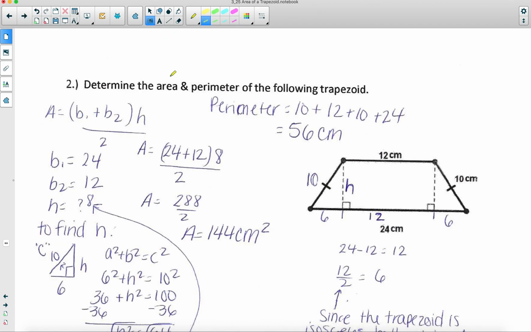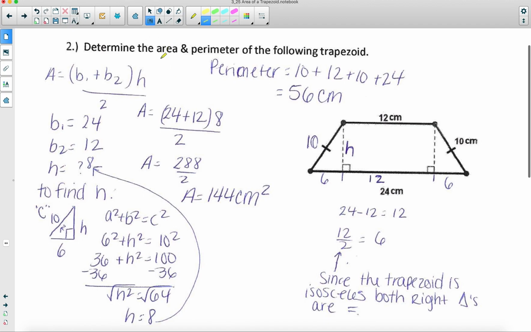And here it is. Okay, so another question where we're asked to determine the area and the perimeter. Let's just take a look at our diagram here. If I take a look at what's given, it looks like they're giving me one base at 12 centimeters, one base at 24 centimeters, one leg at 10 centimeters, but then because of these tick marks, I also know that this leg is 10 centimeters.